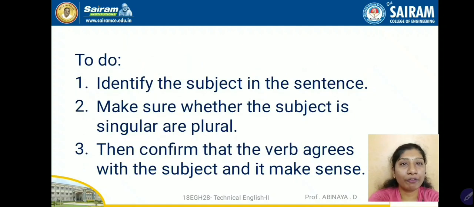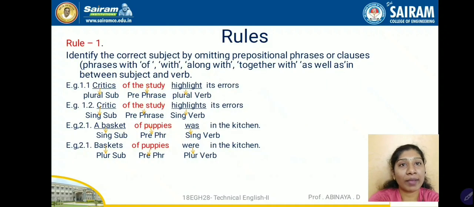Right. So, what you have to do first is to identify the subject in the sentence, make sure whether the subject is singular or plural, then confirm that the verb agrees with the subject, and obviously the sentence will make sense, right. So, there are certain rules to find where the subject is and what it is, whether the subject is singular or plural, and what subject will come with what verb.